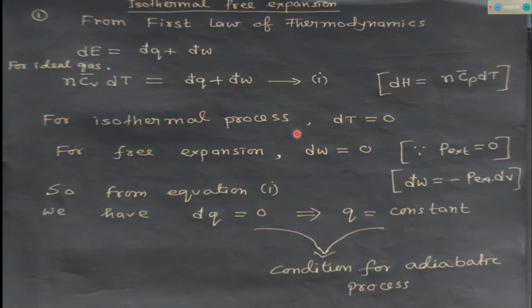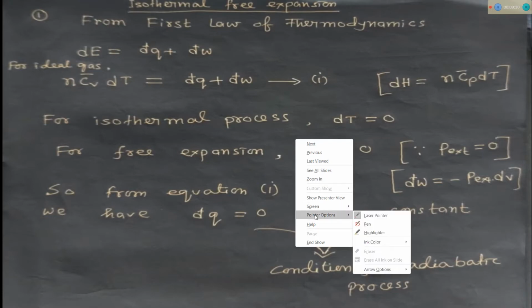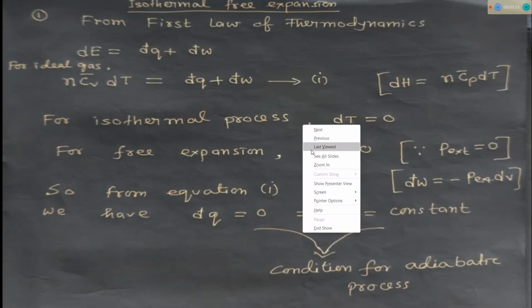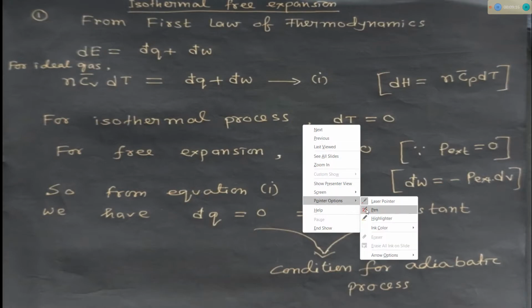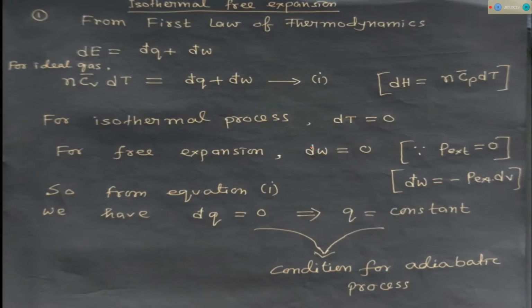A simple mistake to avoid: when we want to write W or Q, we have to put a cut in the d. We cannot write simple d. We can write simple d only for state functions: dS, dH, dT, dV, not for W and Q.